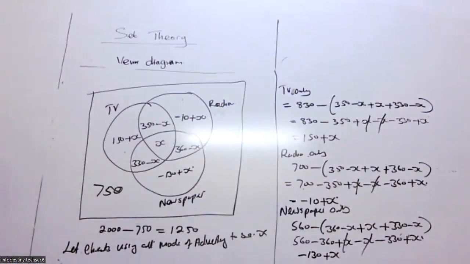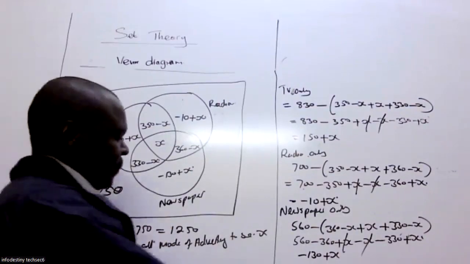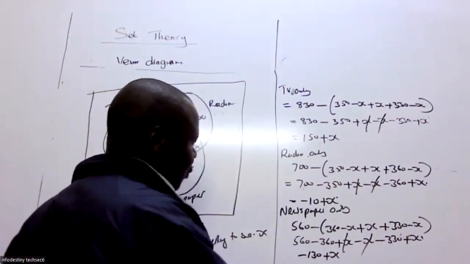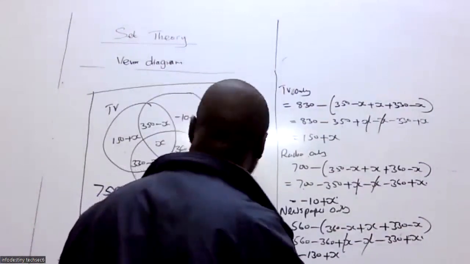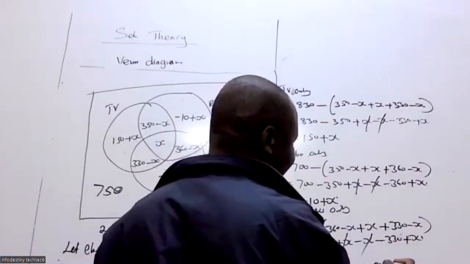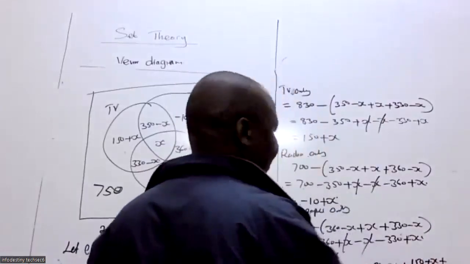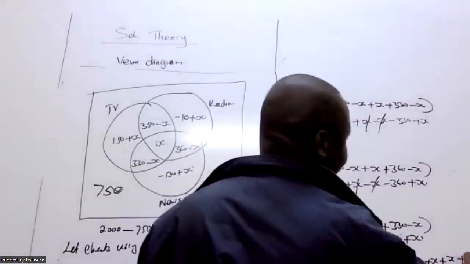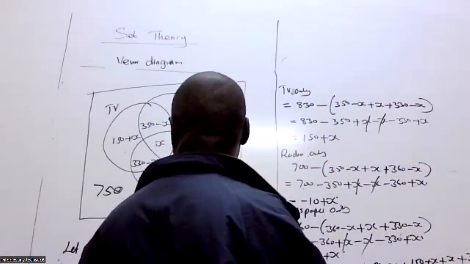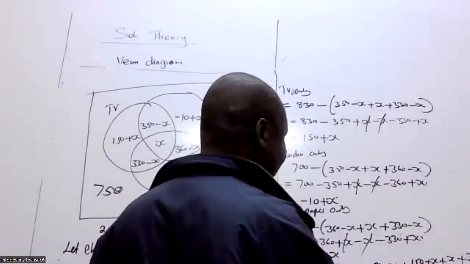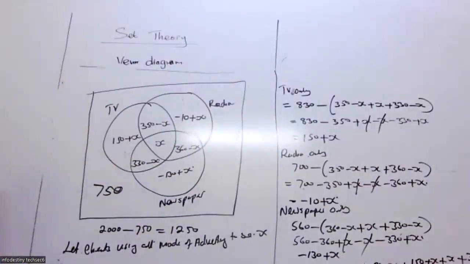So after that, remember the total number of clients is going to be 1250. So we take 1250 will be equals to negative 10 plus X plus 350 minus X plus 150 plus X plus X plus 360 minus X plus 330 minus X plus, let's just put it, minus 130 plus X. So we want to find X.